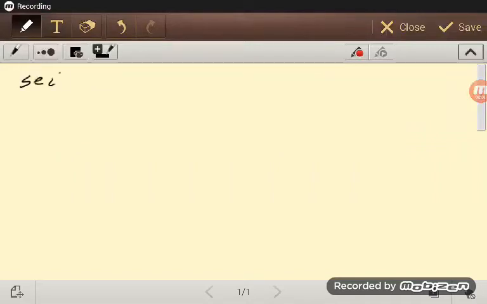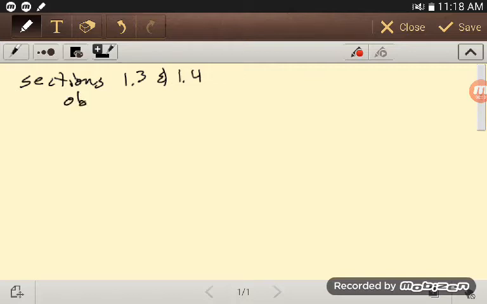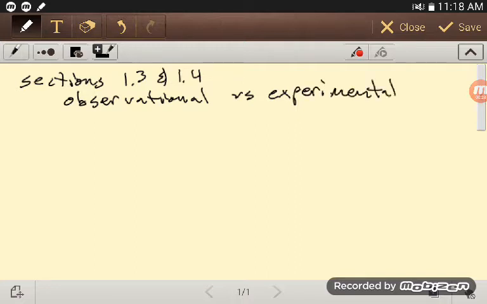Okay, we're looking at sections 1.3 and 1.4 in this video. They're talking about types of studies: observational versus experimental studies. Okay, so right off the bat, they're talking about observational.